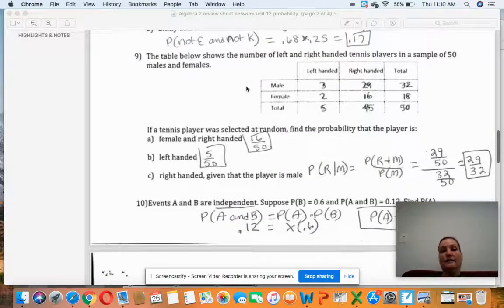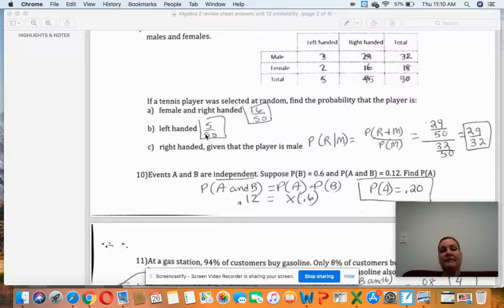Question 9 is a table for tennis players who are left or right-handed. There are 50 total people in my sample. Some are men and some are women. If a tennis player was selected at random, find the probability the player is female and right-handed. So I go to female and I go to right-handed right here. There's 16 of them and there's 50 total, so it's just 16 out of 50.